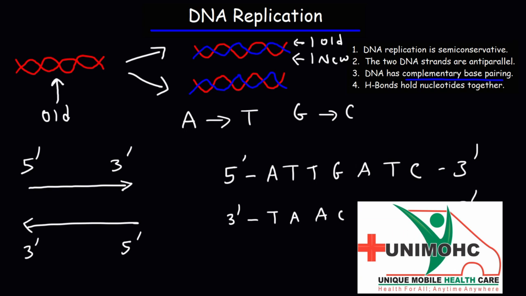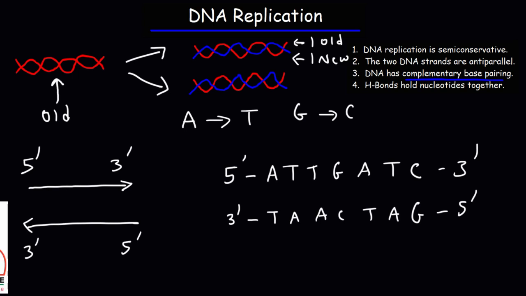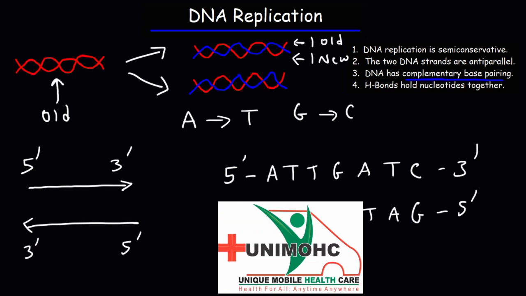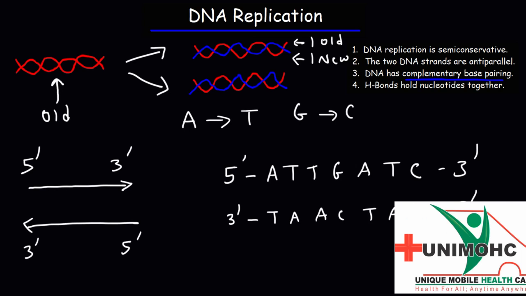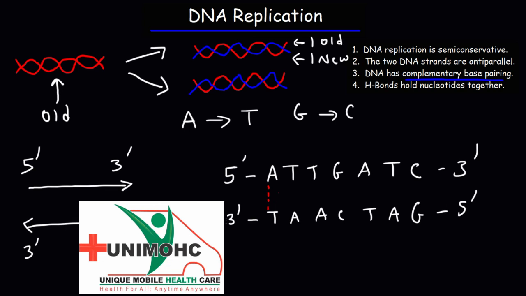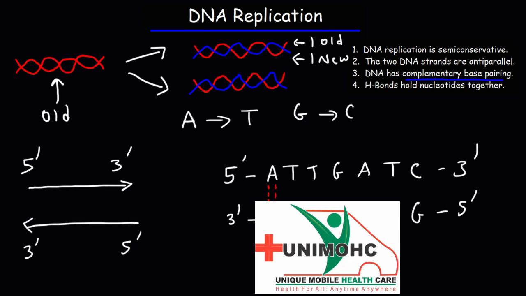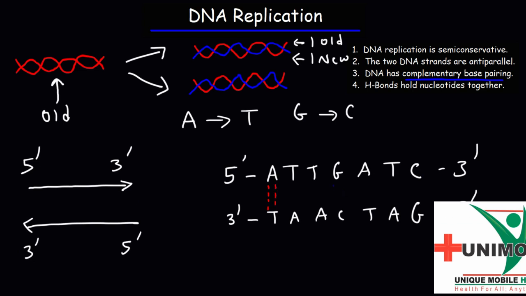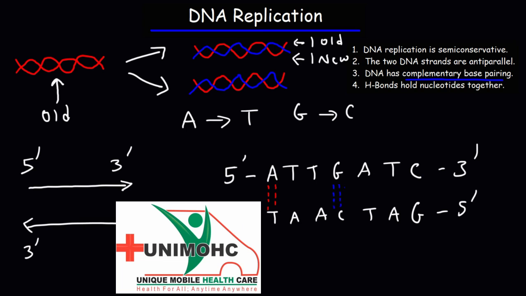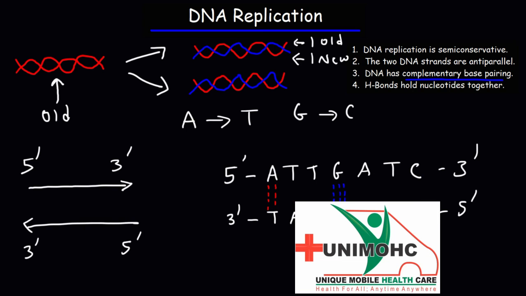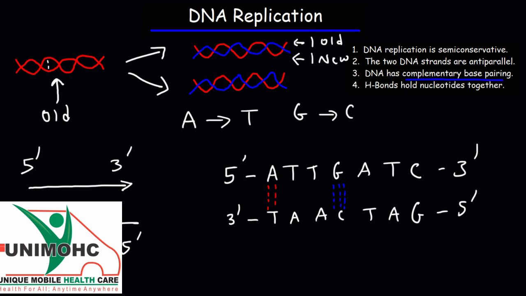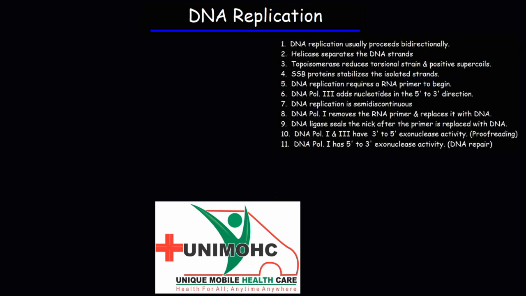Now the next thing you need to know is what holds nucleotides together. And the answer is hydrogen bonds. Between adenine and thymine, there are 2 hydrogen bonds. And you need to know that between guanine and cytosine, there are 3 hydrogen bonds holding them together. So those H bonds are holding the DNA strands together.